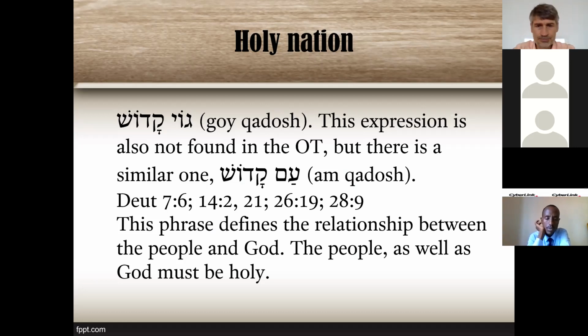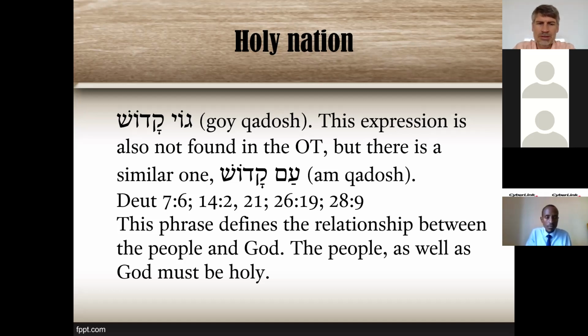For example, the same word Goy is used for Abraham, because when he is promised that he will be a great nation, or his descendants will be a great nation, the same word Goy is used. So in this case, we cannot say that the word Goy is only for other people and Am only for the Israelites.